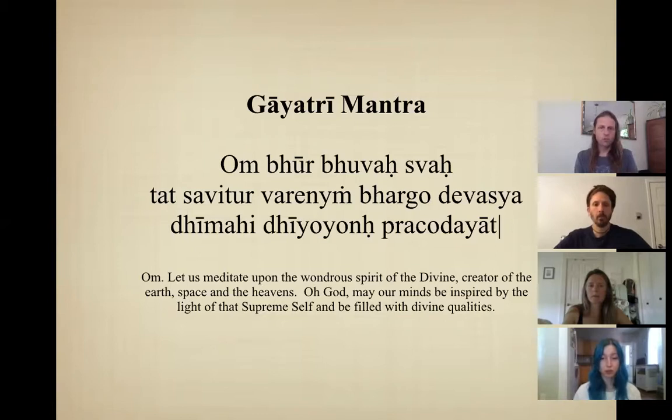Om Bhur Bhuvah Swaha. Tat Savitur Varenyam. Bhargo Devasya Dhimahi. Dhiyo Yo Nah Prachodayat.